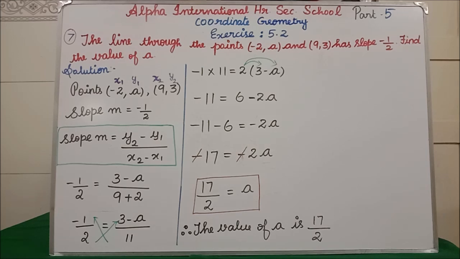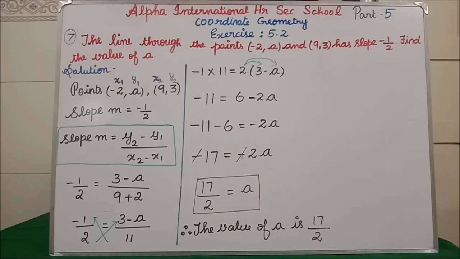Shall we recall one more time what we have seen in exercise 5.2? We have seen about the inclination of the angle. Then we have seen about the slope formula, the two-point formula. Then we have seen the slope with parallel and slope with perpendicular. These are the concepts we have learned in part 4 video. And we did exercise 5.2 up to problem 6. Now in part 5 video we are going to continue the same exercise.